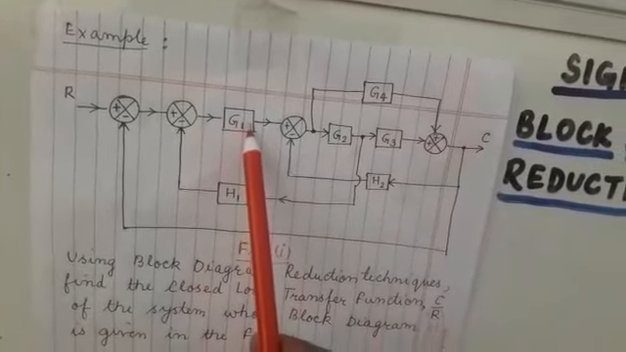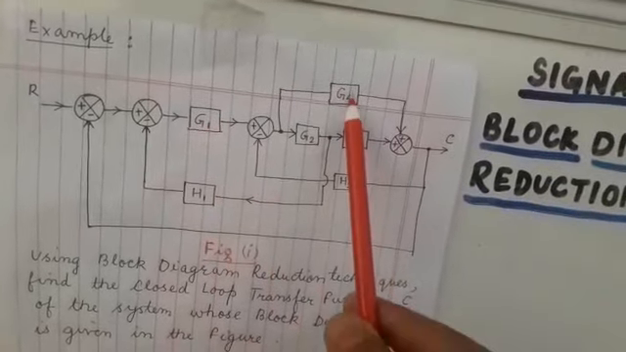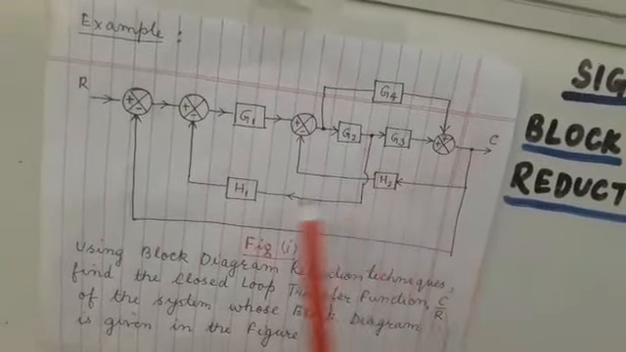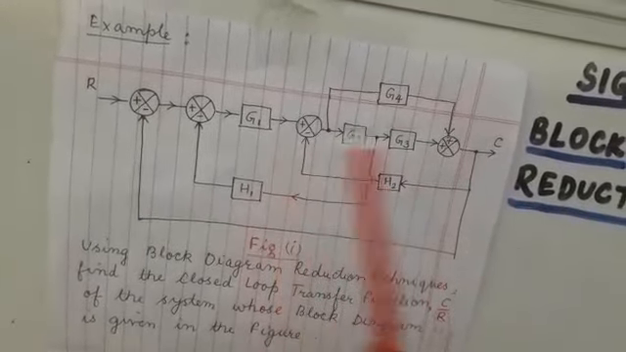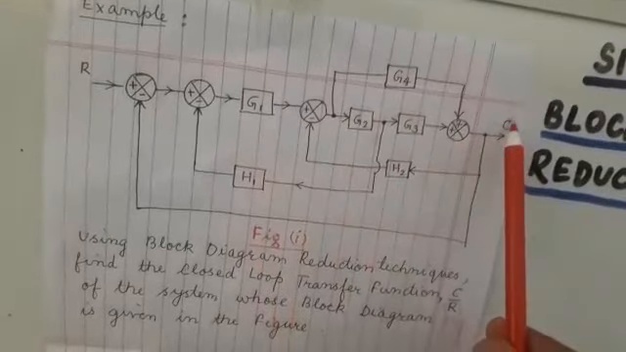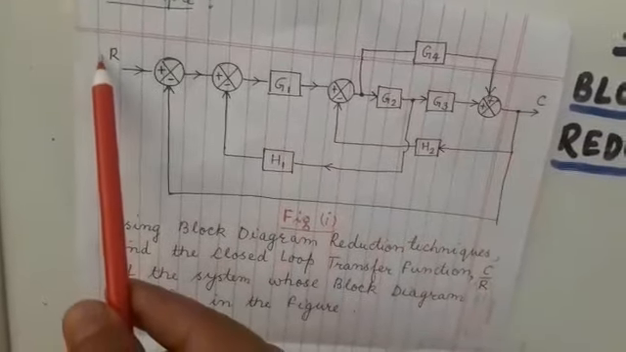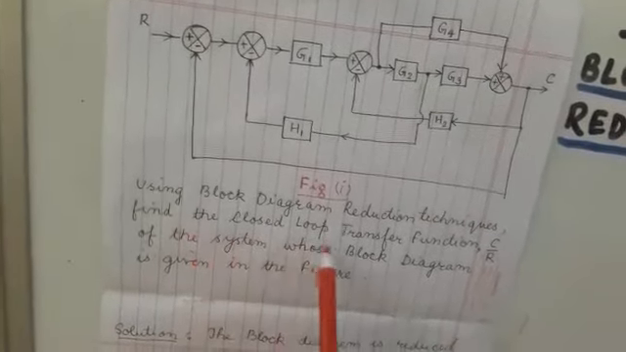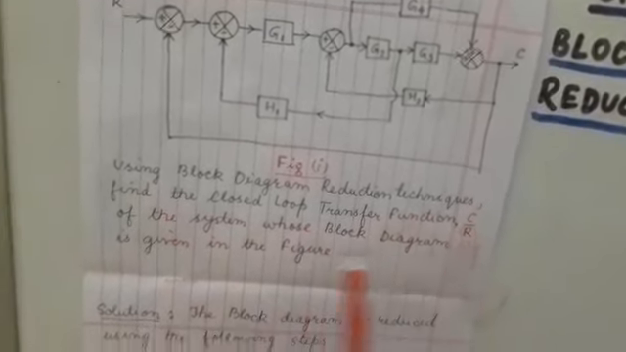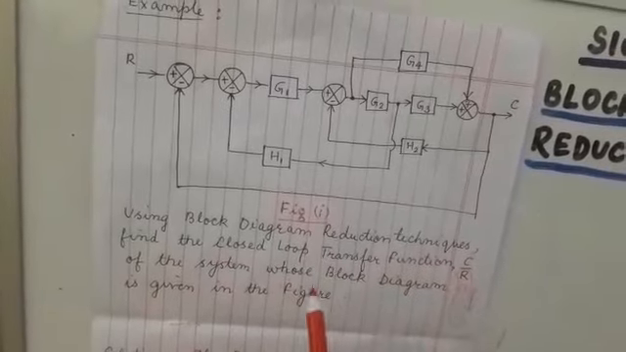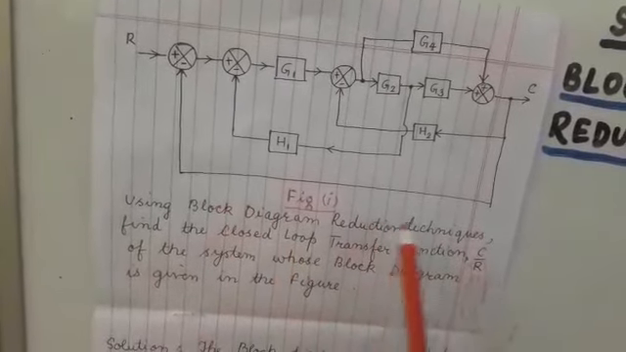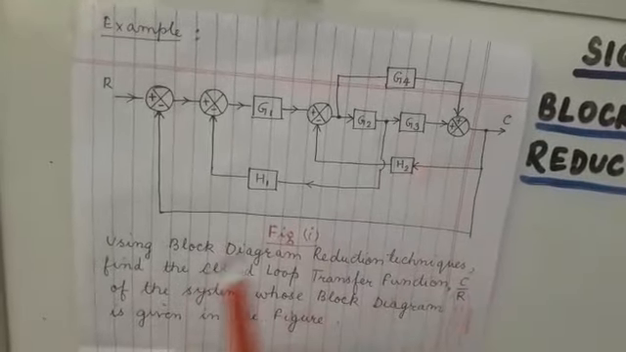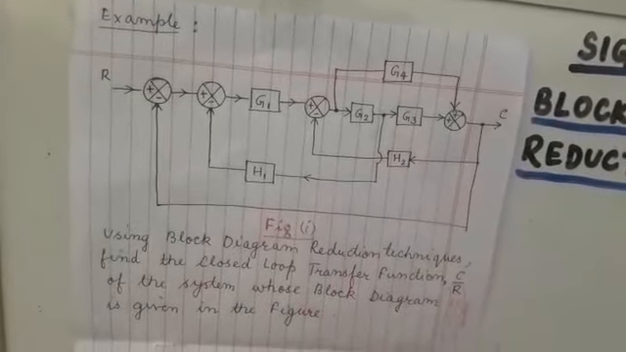We have the various blocks G1, G2, G3 and G4, which are also called the forward path transfer functions. H1 and H2 are the feedback path transfer functions. C is the output of the system, R is the input of the system. In this problem, we have to find out the closed loop transfer function C by R of the system with the help of block diagram reduction techniques. So we will solve this problem step by step.